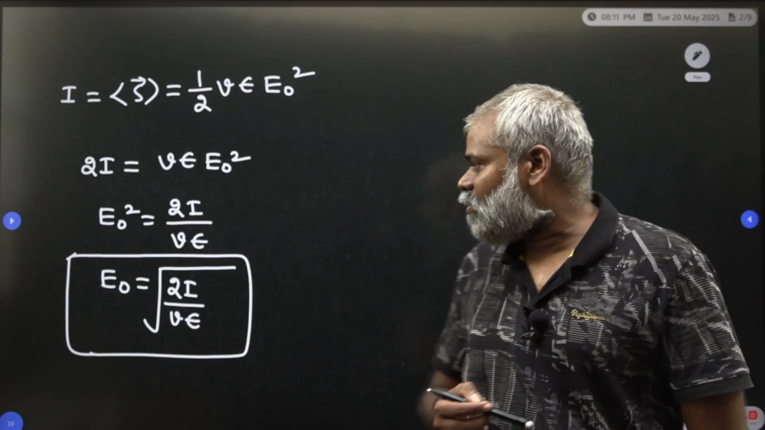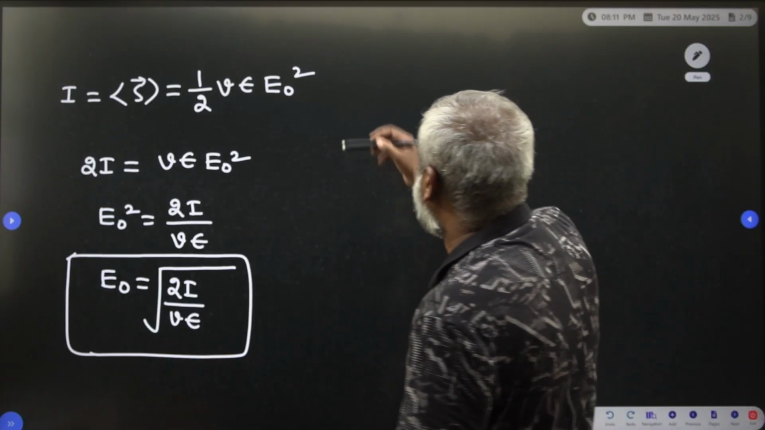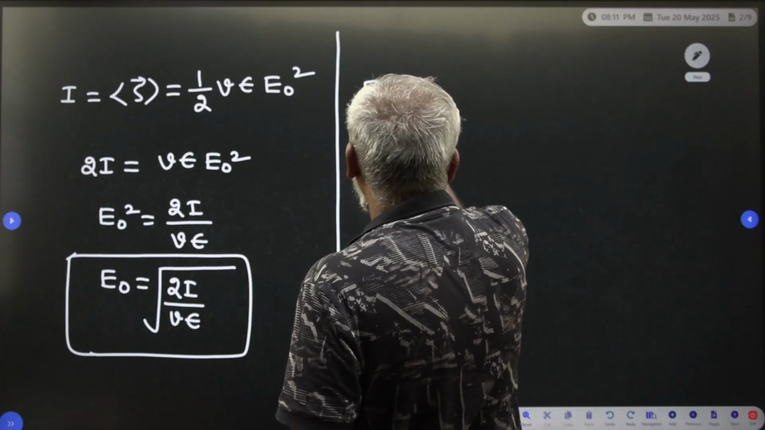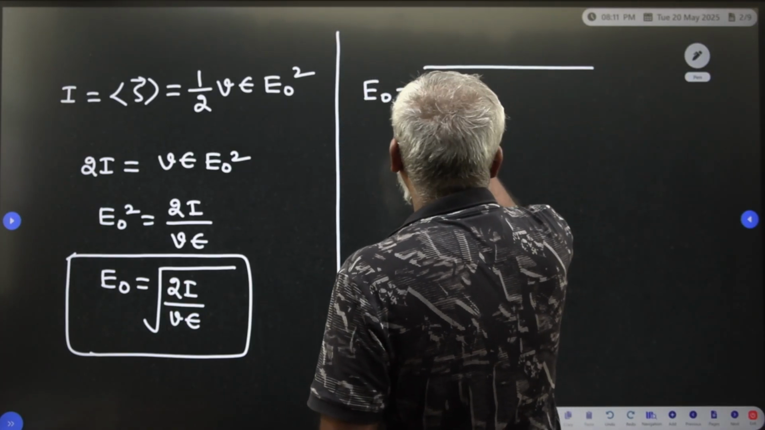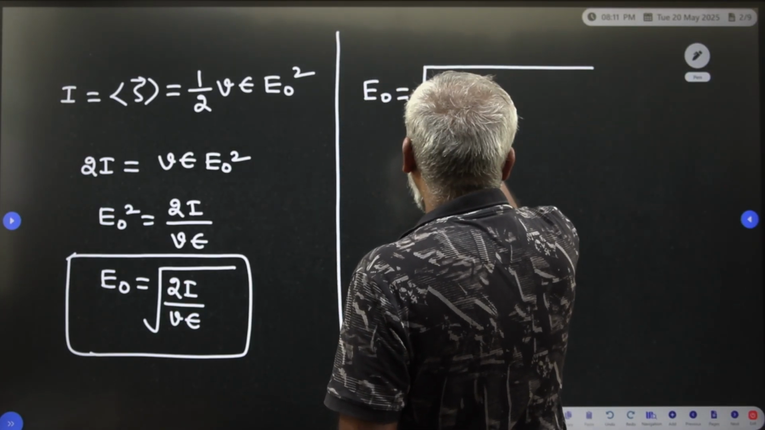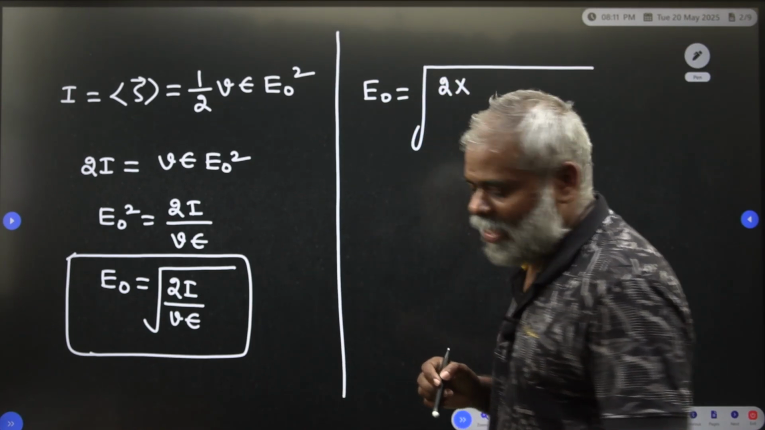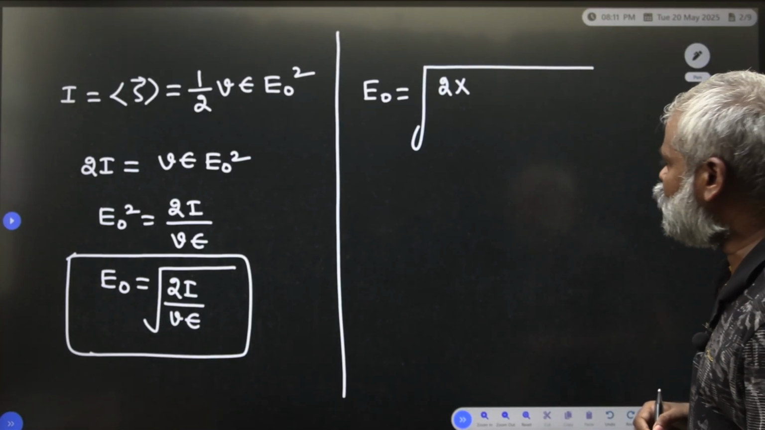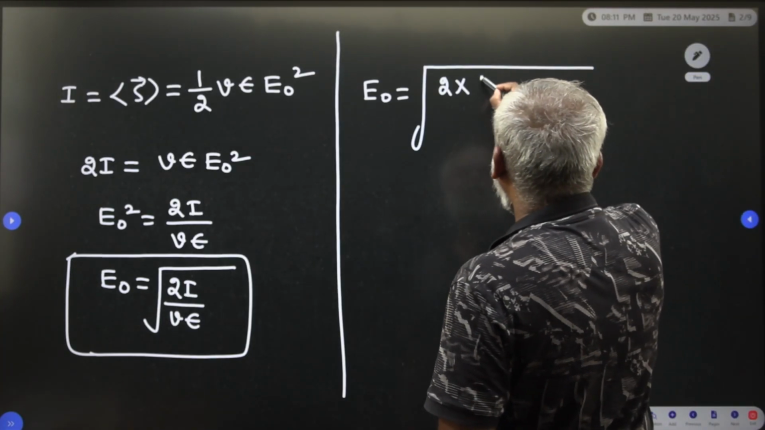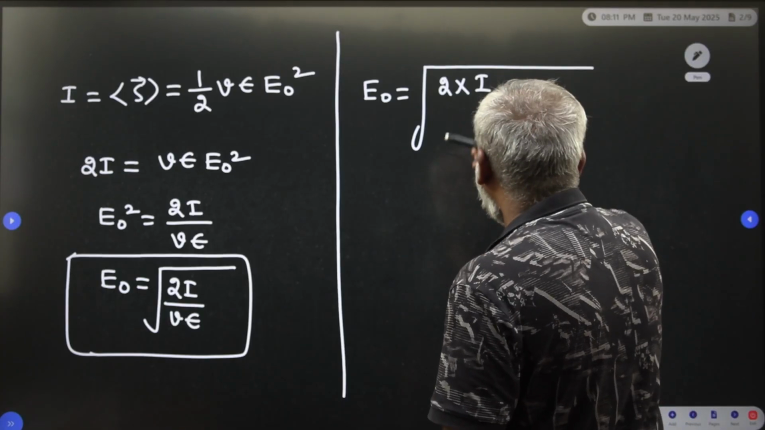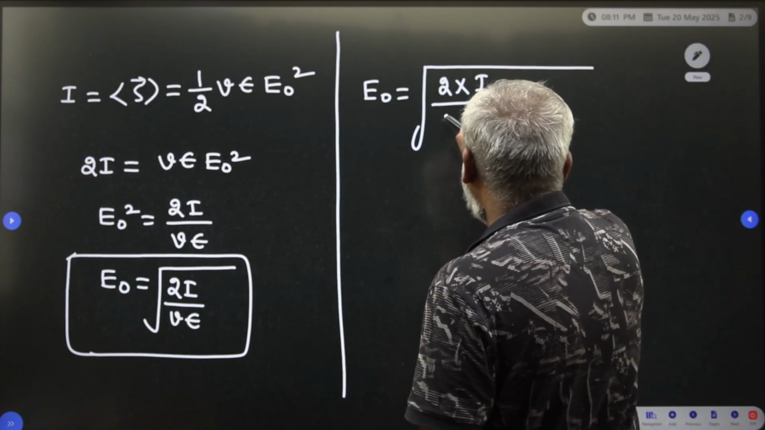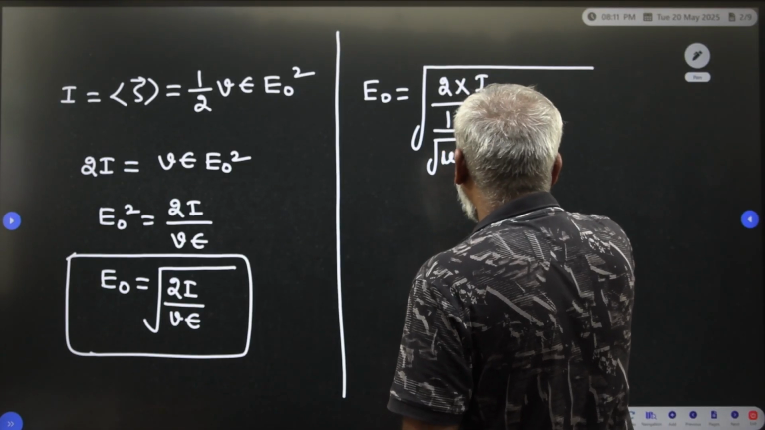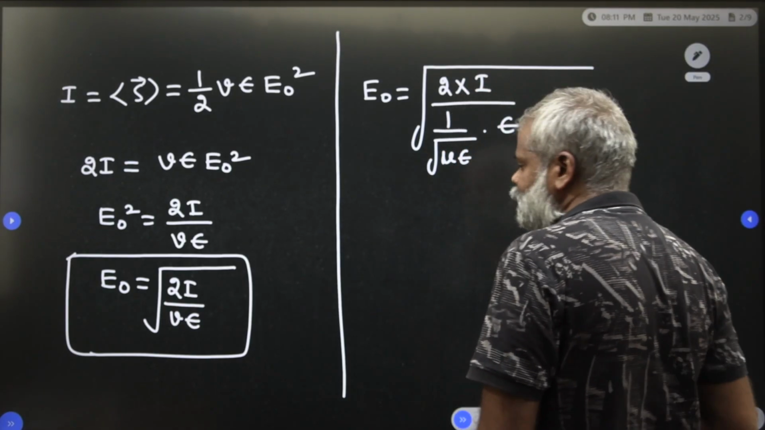So E naught square is equal to, E naught is equal to... Now substitute here E naught is equal to the square root of 2 into I, you have to write I easily. So that V is equal to, in the medium, 1 by square root of mu into epsilon.